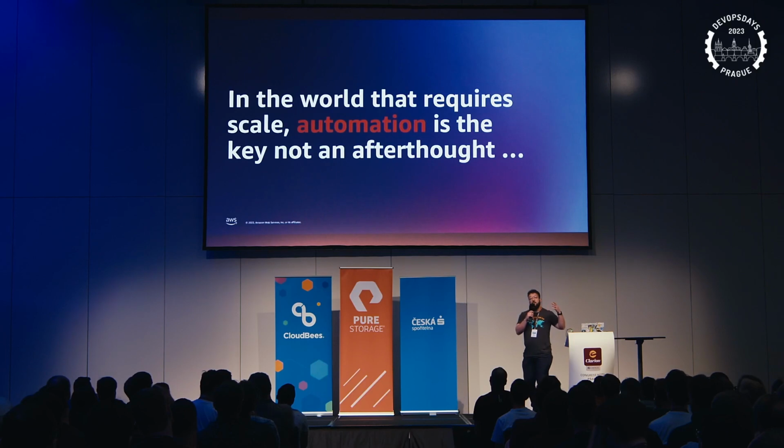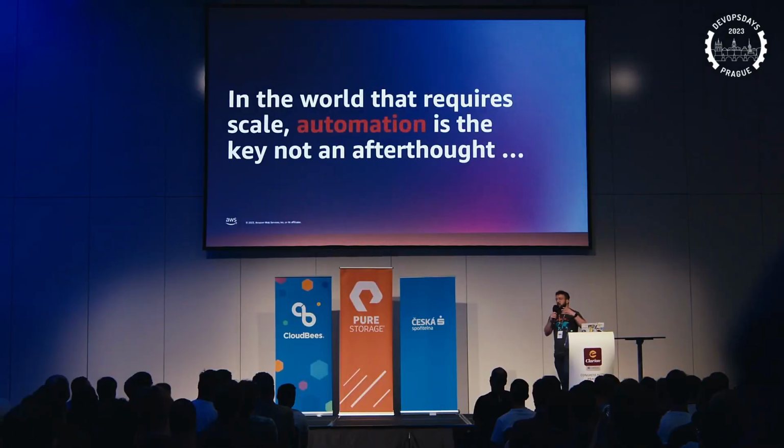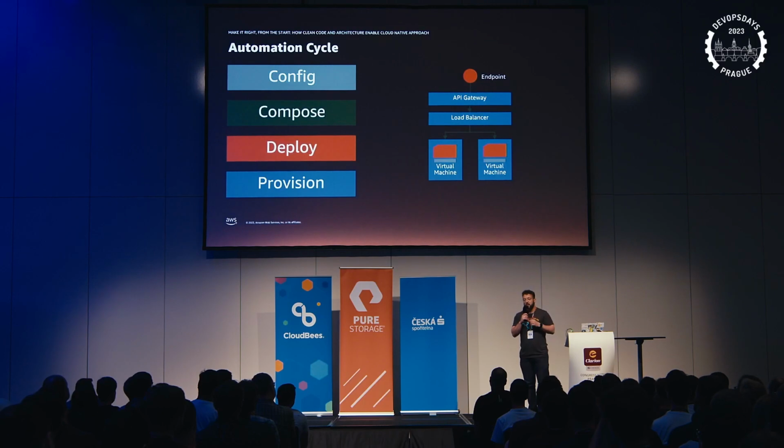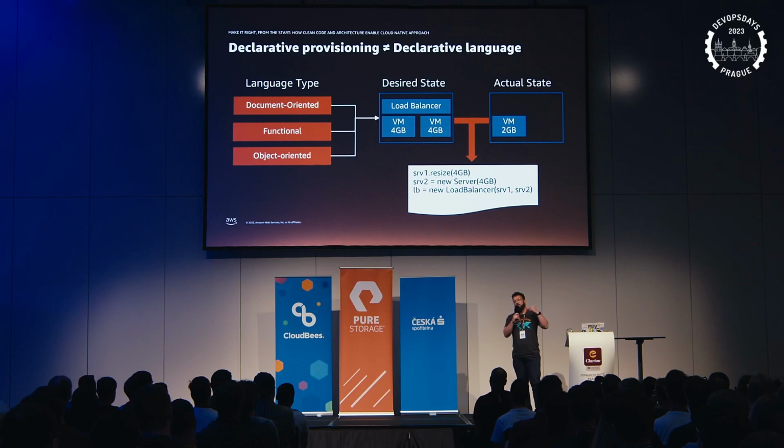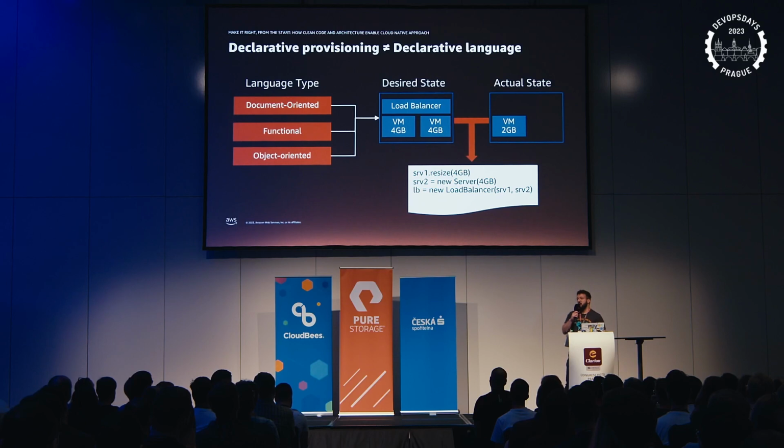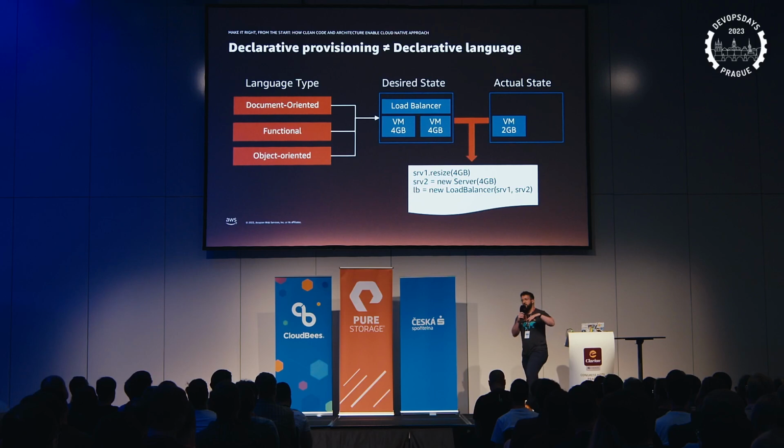And last but not least, if you would like to scale this, be more productive and more predictable, you need automation, and you need to automate everything in a reliable way. I'm sure everybody is familiar with the four steps of the automation cycle, but to reiterate, we can provision, deploy, compose, and configure everything in an automated manner. And we do this because we would like to have reproducibility. We do it with tools that help us with declarative provisioning, often with declarative languages, but that's not everything you can do.